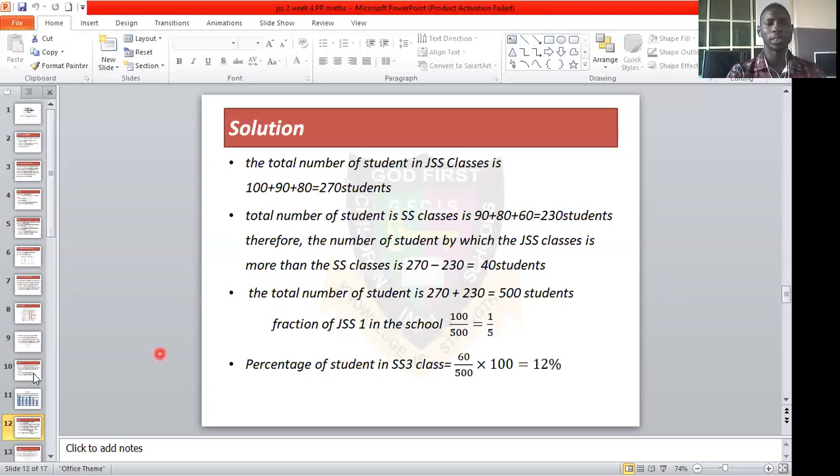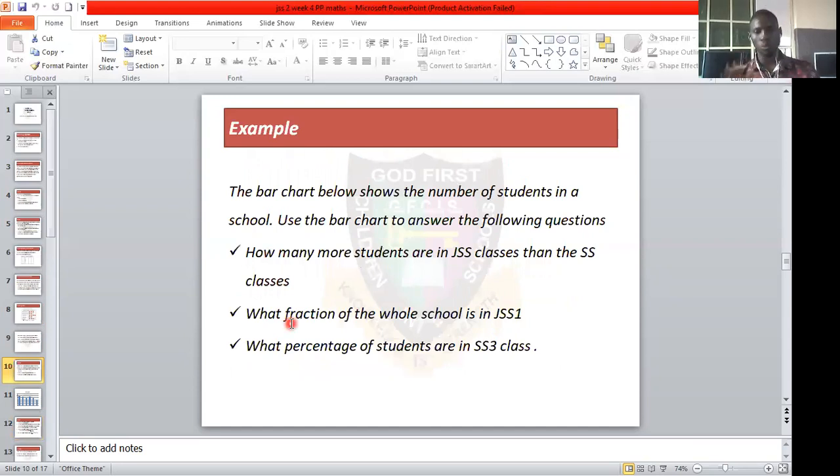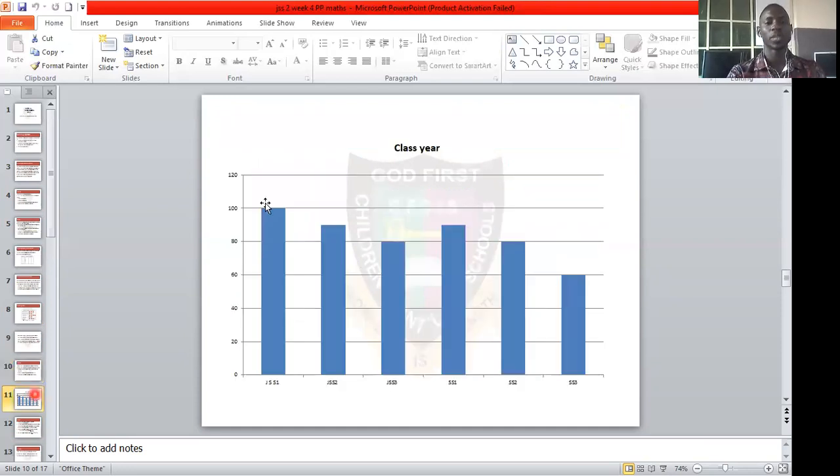Number two question says, what fraction of the whole school is in JSS1? From the bar chart, JSS1 is 100. The junior classes total 270, while the senior classes total 230. 270 plus 230 will give you 500. So the fraction is JSS1 over the total number of students, which is 100 over 500. That will give you a fraction of 1 over 5.